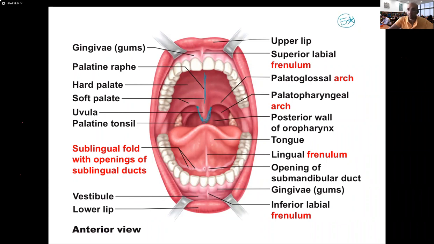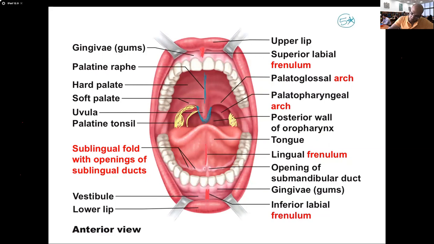This is the uvula. We've got two arches that you can see on here, the palatoglossal arch and the palatopharyngeal arch. And located in between those are my palatine tonsils. You can see the attachments here of the lips to the mucosal covering of the maxilla and the mandible. Those are my labial frenulae. So you've got a superior labial frenulum and an inferior labial frenulum on here.